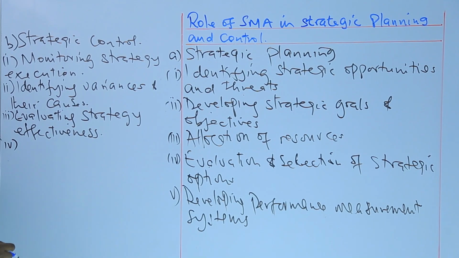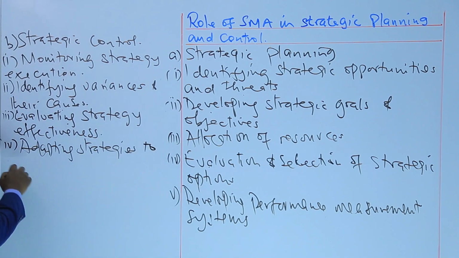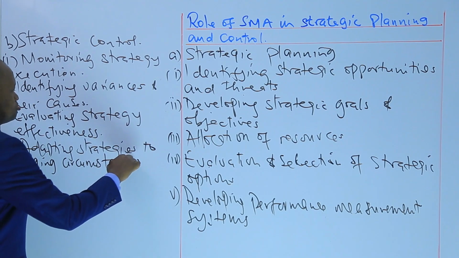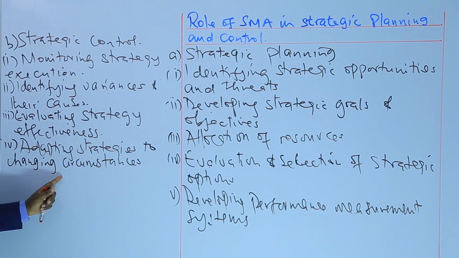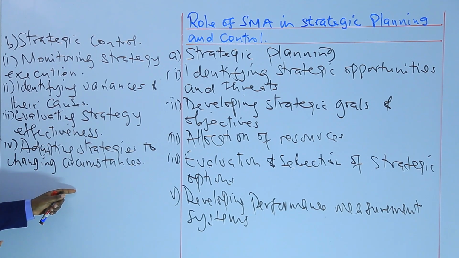Four, the fourth role of strategic management accounting is that of adapting strategies to changing circumstances. We all know that organizations operate in dynamic environments. So it is the role of strategic management accounting to help companies adapt strategies to changing circumstances. Why? Because SMA provides information that enables organizations to adapt their strategies in response to changes in the internal and also the external environments. Do you understand?